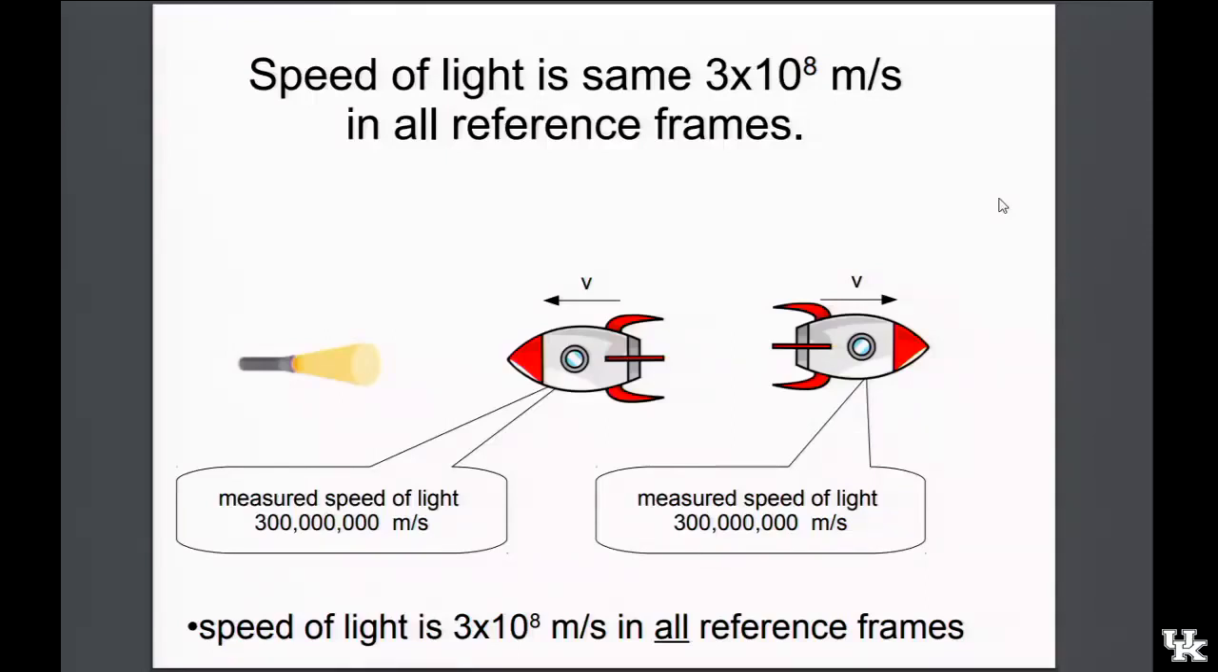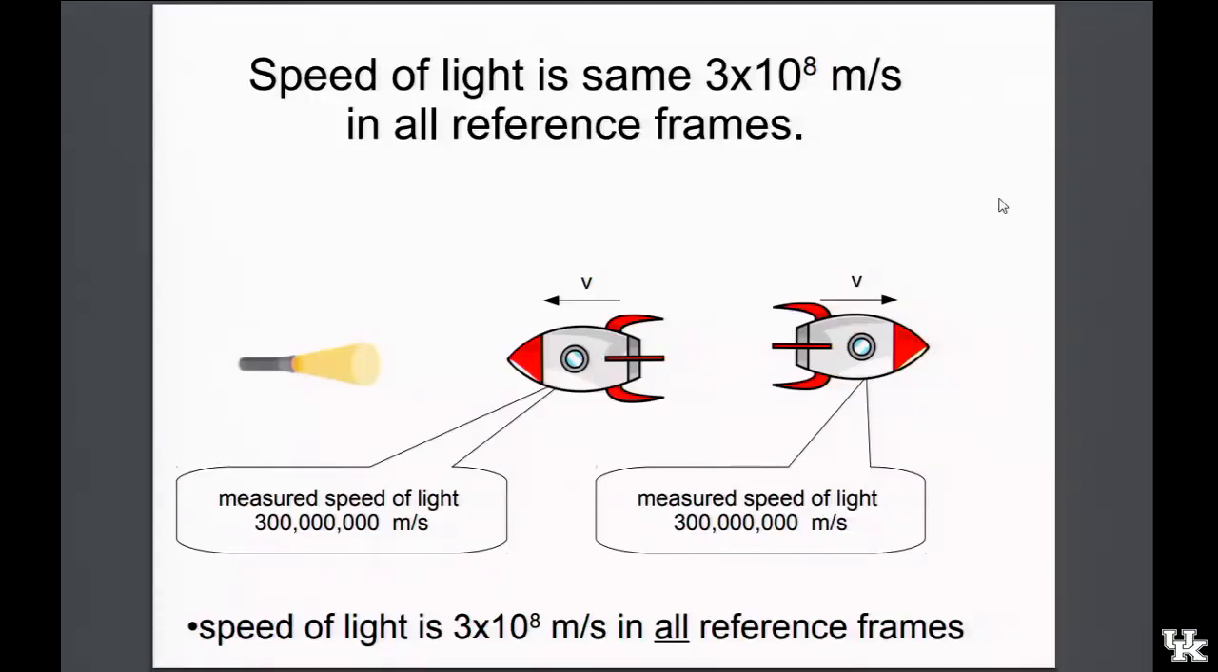Now, if I did that, because I'm going so close to the speed of light, we'd of course think that when I'm going towards the flashlight, I see the light coming at me twice as fast, because I'm running towards it at almost C. It's coming towards me at C. And so I'm going to see it coming towards me at nearly 2C.